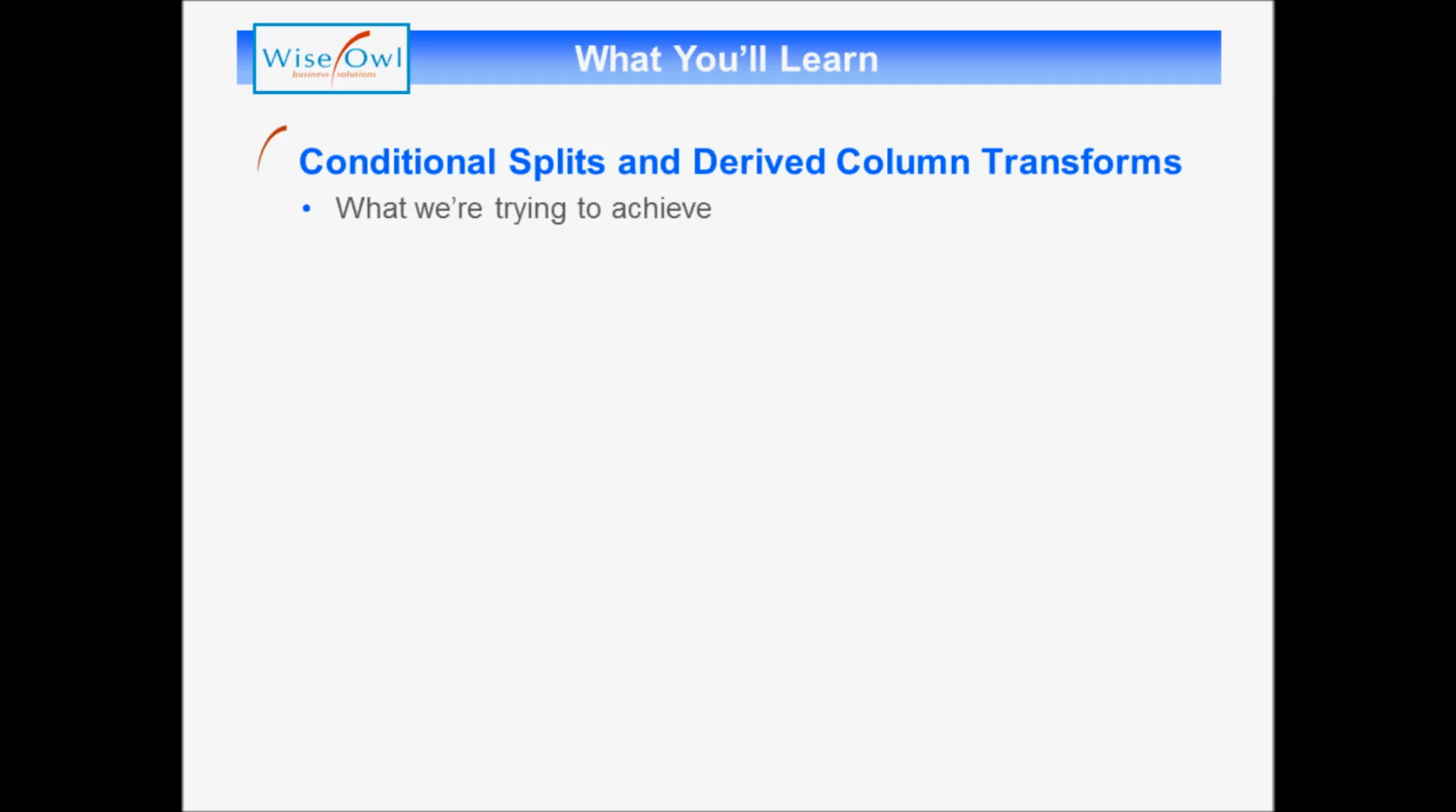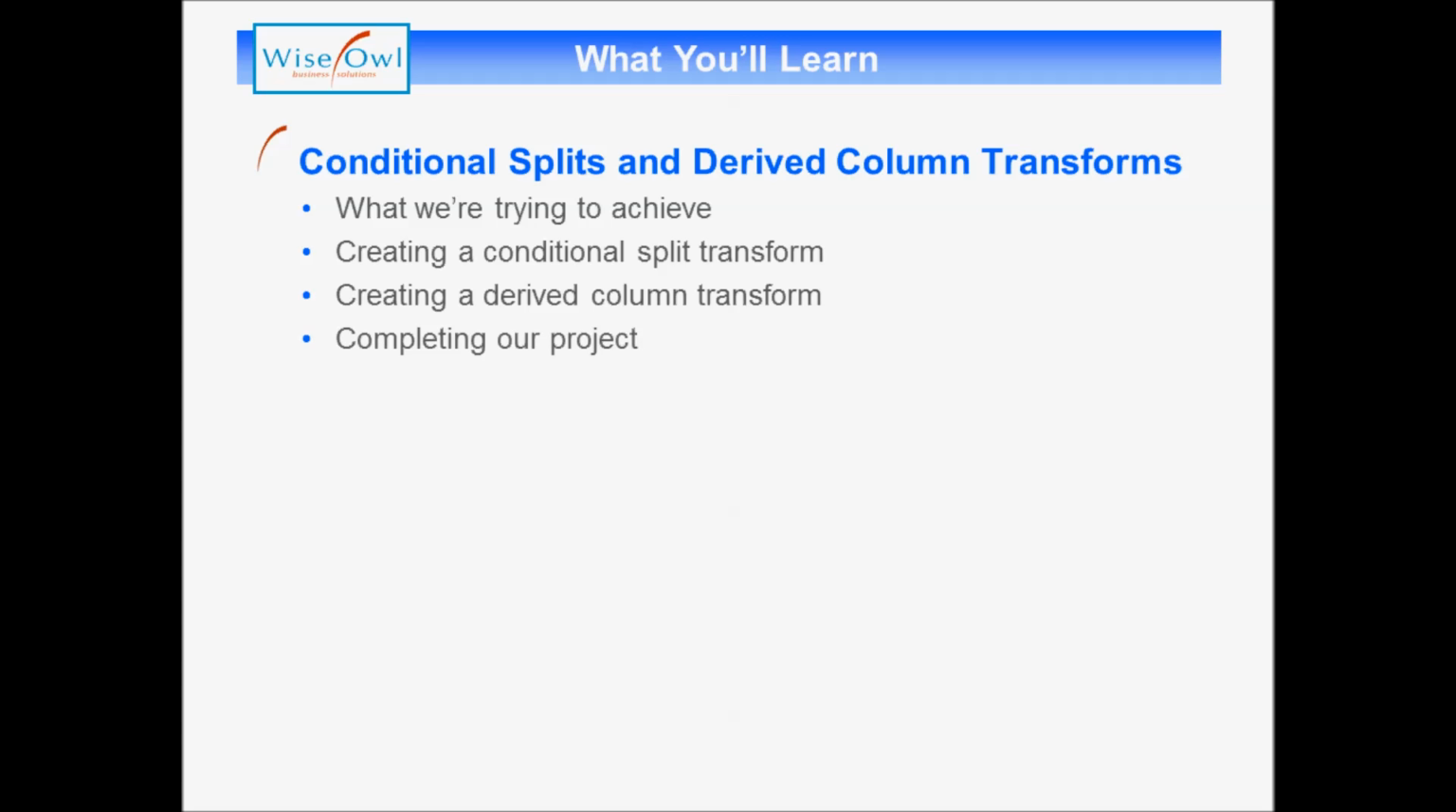The first thing we'll look at is what we're trying to achieve, which is actually to marry off Cheryl Cole to one of our trainers, but more on that in a second. We'll then look at how to create a conditional split transform to split a table of data into two or more parts. We'll then look at how to create a derived column transform to create a new column or amend an existing one in a table of data. And finally, we'll complete the project to get the final output and send it to a SQL Server table. So let's get started.